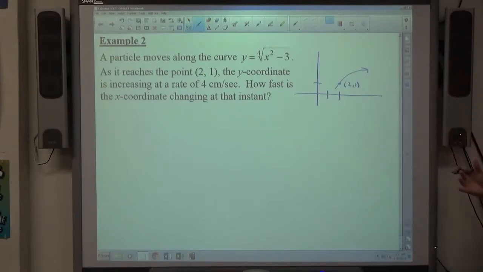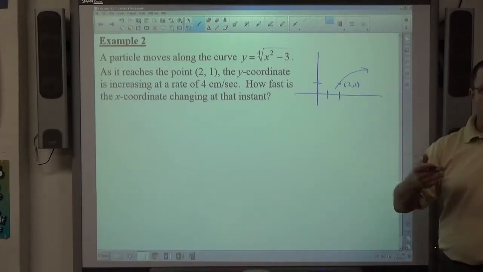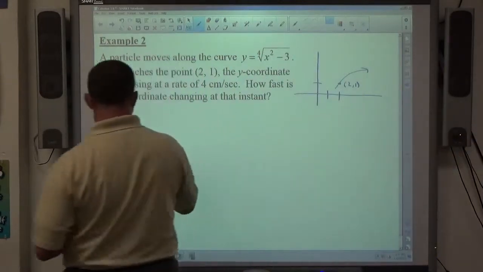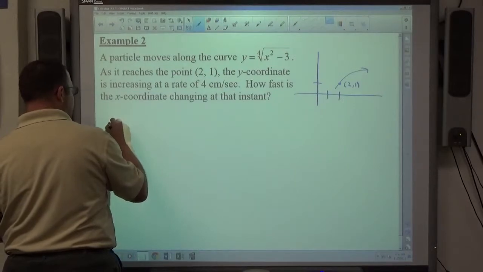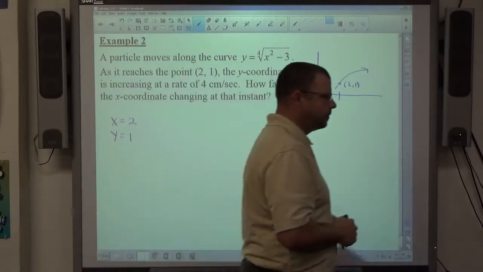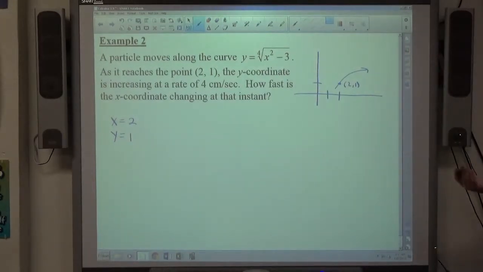What I want you to understand is the wording of these problems, and what that relates to in terms of x or y or dx over dt or dy over dt. Let me write down a few things I know for a fact. I know x equals 2 and y equals 1. Why do I know that? Because the point is (2, 1).